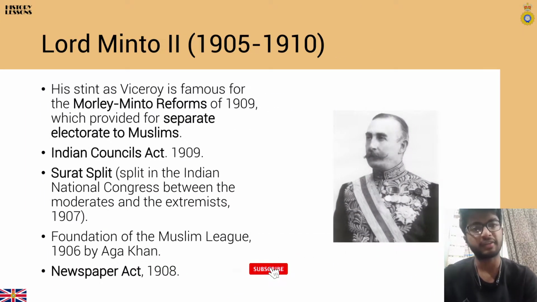Minto II came after Lord Curzon, from 1905 to 1910. His stint as Viceroy is famous for the Morley-Minto reforms in 1909, which provided for separate electorates to Muslims. The Indian Councils Act in 1909 was passed during his reign. The Surat split, the split in the Indian National Congress between the moderates and the extremists in 1907, happened during his reign. The Newspaper Act was passed in 1908 during the reign of Lord Minto II.